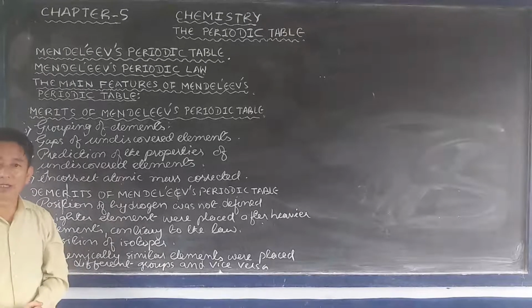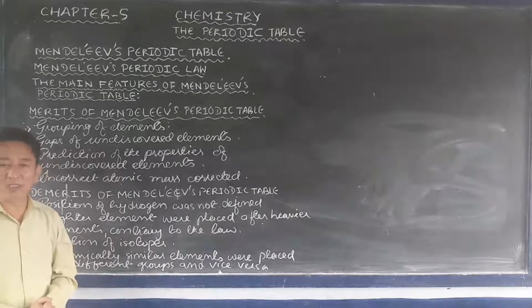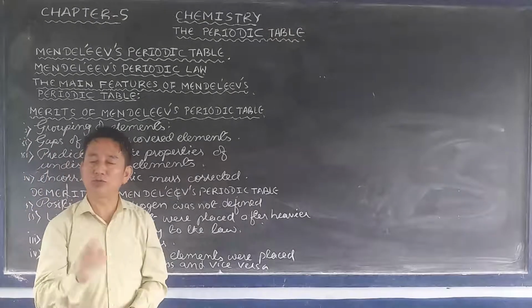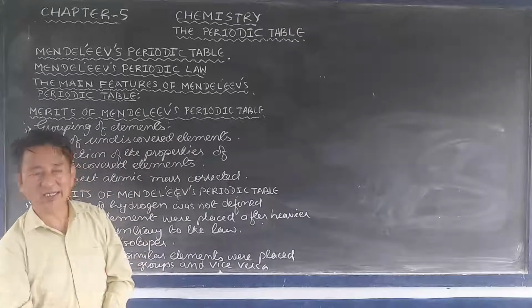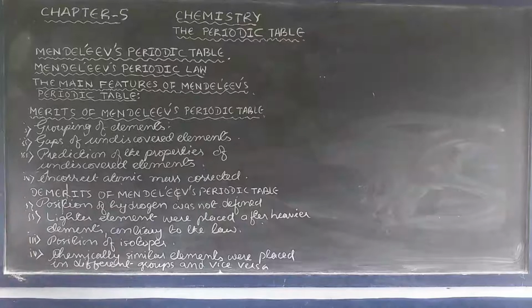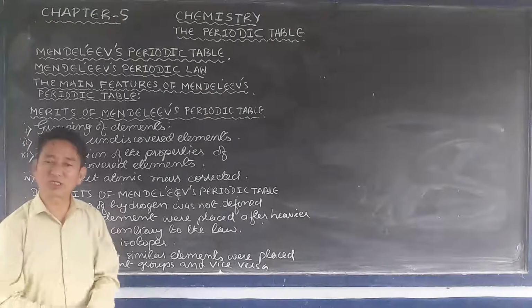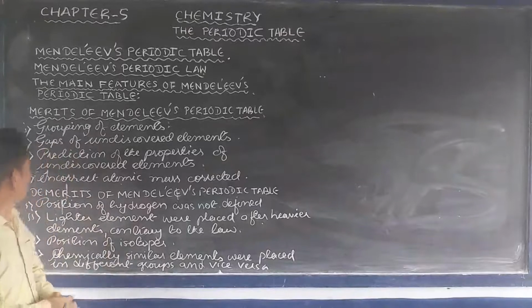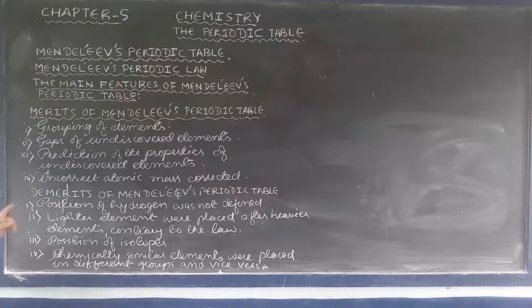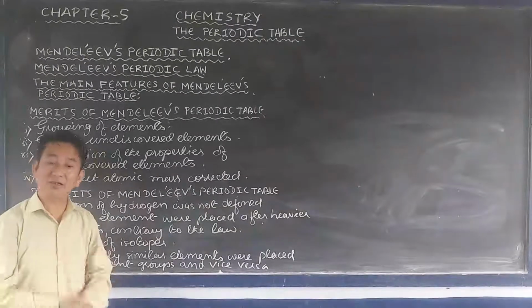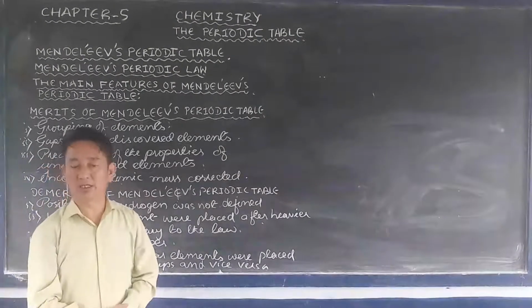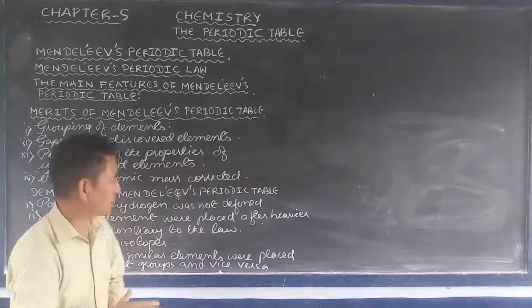Here, the atomic mass and chemical properties are similar to gallium, which was discovered in 1876. Similarly, Eka-silicon, which is similar to germanium. Now next, number 4, incorrect atomic masses corrected. He corrected the atomic masses of some elements like gold and platinum.